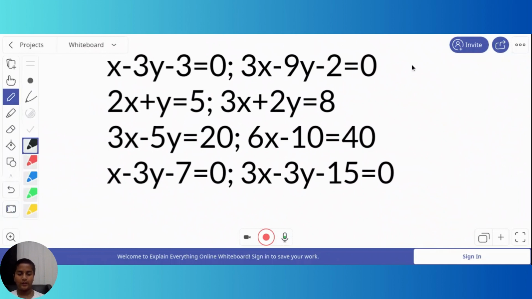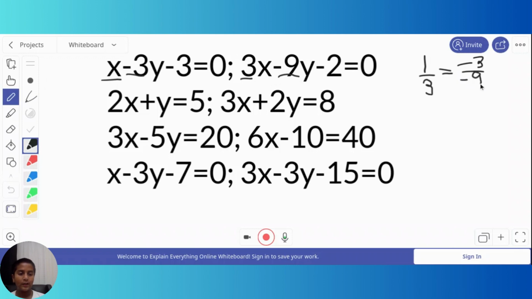So the first one is to check. We're going to write a1 over a2 equals b1 over b2 equals c1 over c2. Since there is no coefficient of x, since x is single, we write 1 for our first equation. For our next equation, the coefficient is 3, so that's 1 over 3. You also have to consider negatives and positives. The b value is -3 and this is -9, so this is -3 over -9.